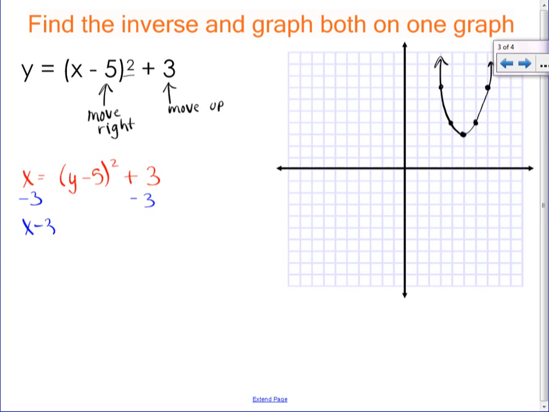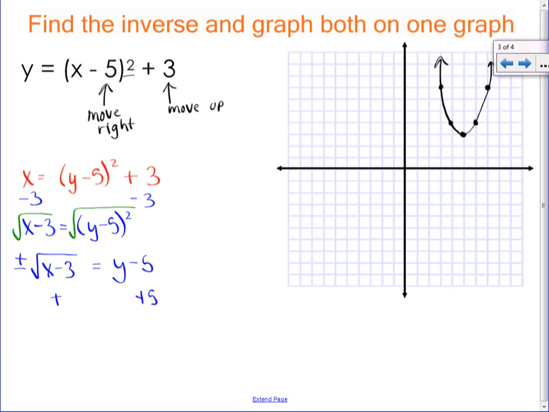So we have x minus 3 equals y minus 5 squared. Remember, we're trying to get y by itself. So what should we do now? Square root. Okay, because we have a squared right here that's kind of got it locked inside of that parenthesis. So we're going to square root both sides. So now we've got plus or minus square root of x minus 3. And now the square root and the squared cancel out, so now we just have y minus 5. And now we just add 5 to both sides.